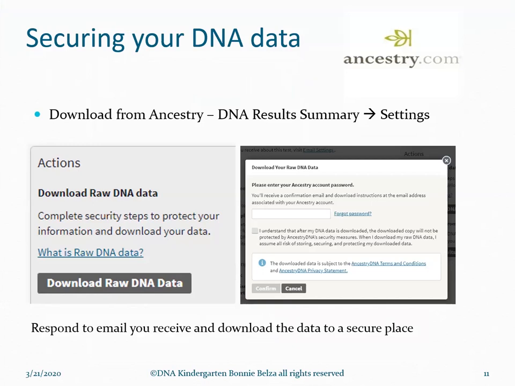So this is a picture of Ancestry's download page. You find it under the DNA results summary, and in the upper right-hand corner is a little gear that says settings. When you click on the settings button, you'll scroll down until you see download raw data.